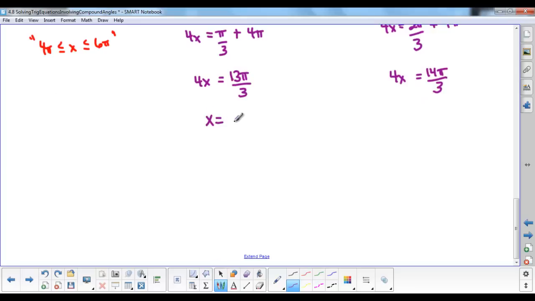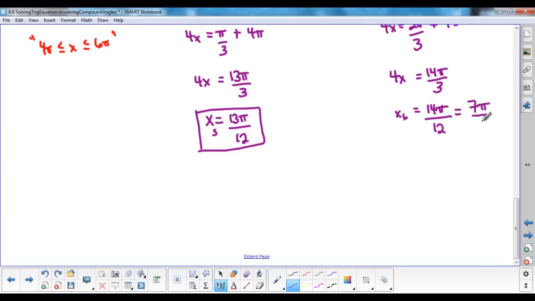So I'm going to divide both sides by 4. So what we end up with is 13 pi by 3 divided by 4 will give us 13 pi by 12. So that's our fifth possible answer here for x. Our sixth possible answer, again, comes from dividing both sides by 4. So take your 14 pi by 3, divide by 4, and you should end up with 14 pi by 12, which can be reduced into 7 pi by 6. So at this point, we're just repeating the same procedure over and over again.